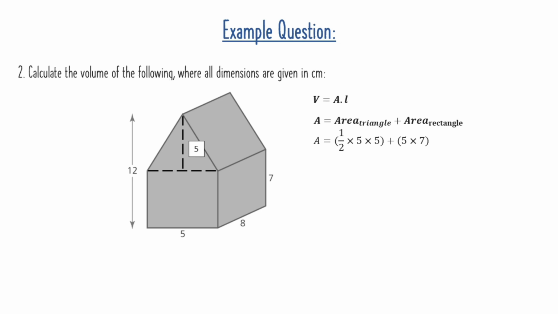The area of this triangle is then half times 5 times 5. And then if we look at the rectangle at the bottom, the area of the rectangle is length times breadth, and that is 5 times 7. So the total area is then half times 5 times 5 plus 5 times 7. That is 12.5 plus 35. So the total area is then 47.5 centimeters squared. And now we can calculate the volume. The volume will be the area of the base multiplied by the length, and in this case the length is 8, so we take 47.5 and we multiply it by 8, and that gives us a volume of 380 centimeters cubed.